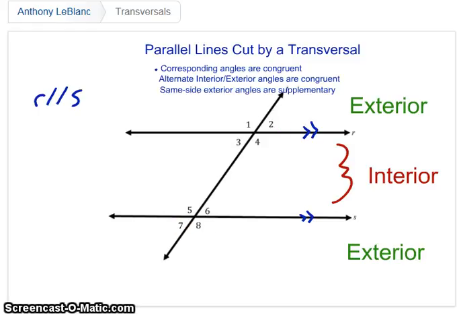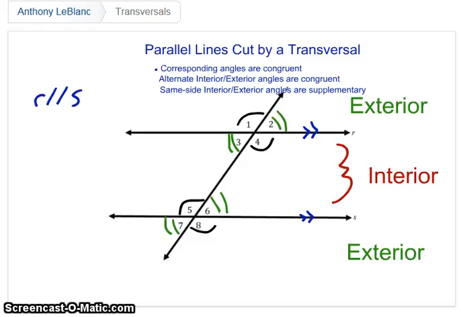Not only are there same side exterior angles, but also same side interior angles. If we look, angle 3 and 5 are supplementary. They're on the same side of the transversal, and they're both in the interior region. And then angle 4 and 6 are supplementary because they're also on the same side of the transversal, the right side, and in between are two angles. So we can say same side interior and same side exterior are supplementary.